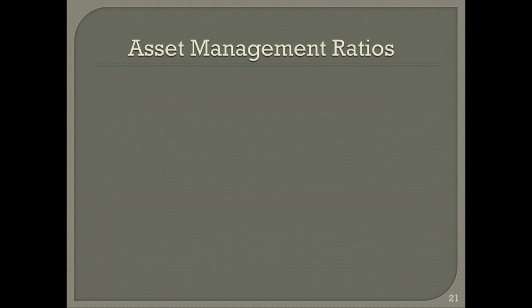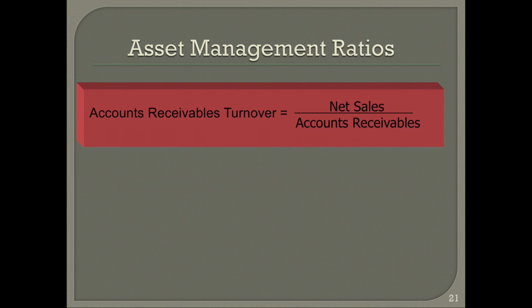The second asset management ratio focuses on accounts receivables, so your credit sales. So accounts receivable turnover is net sales divided by accounts receivable. Sometimes you'll see this if you have the information as just credit sales. So how many times are you collecting on an amount that's equal to your accounts receivable balance from your balance sheet and converting that to an actual cash flow, which is then located on your income statement as a sale. So how quickly are you collecting on your credit sales?